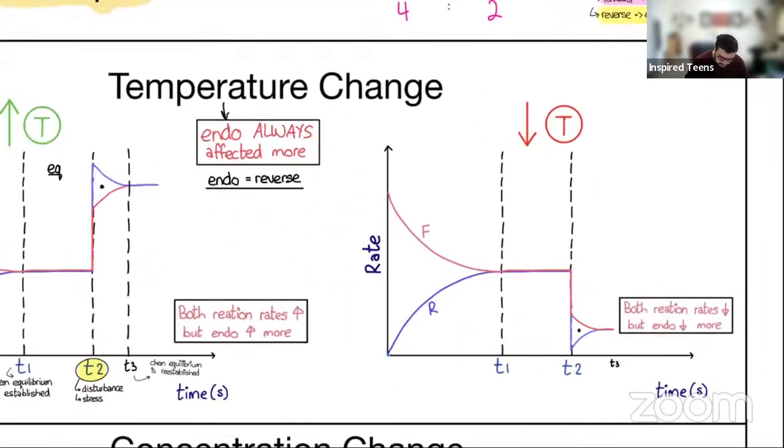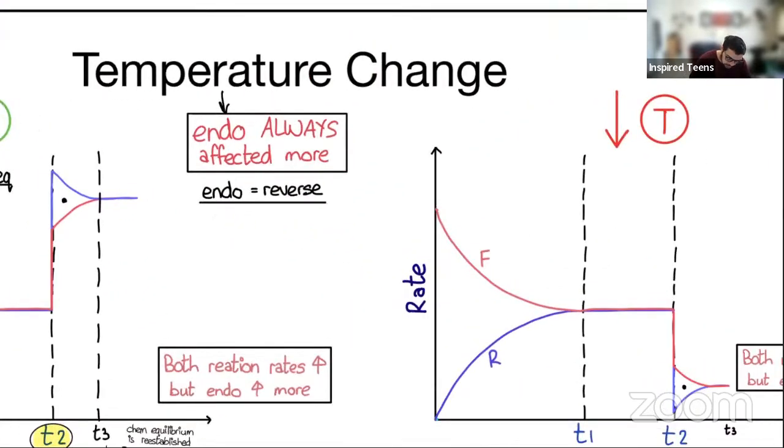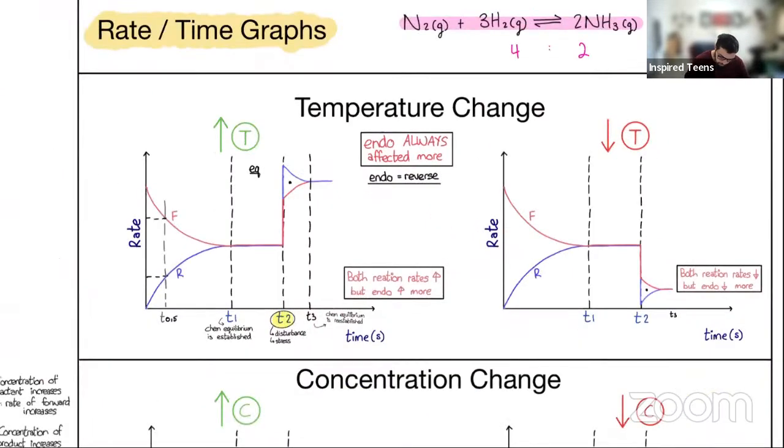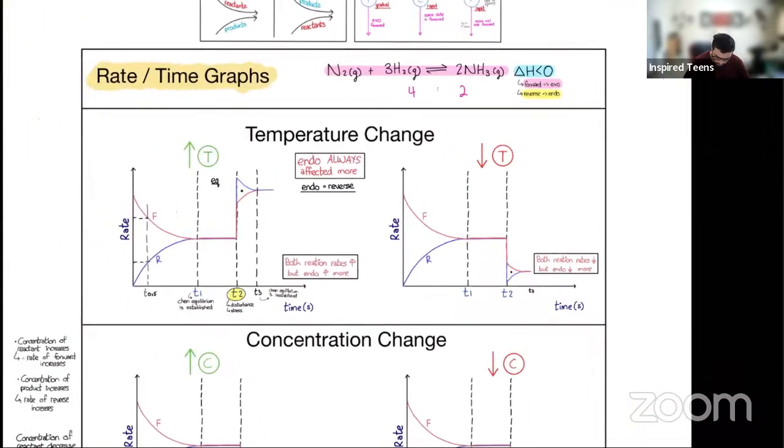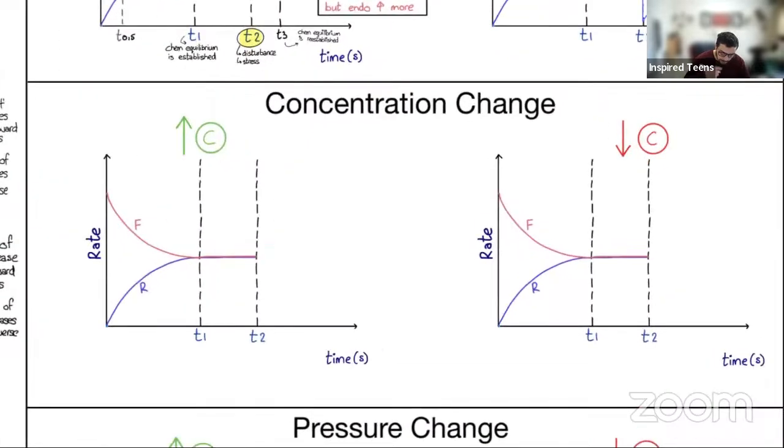You can remember this by remembering that for a temperature change on a rate versus time graph, the endothermic reaction is always affected more. So it either increases more, or in this case, it decreases more. Okay, let's move on to the next one.